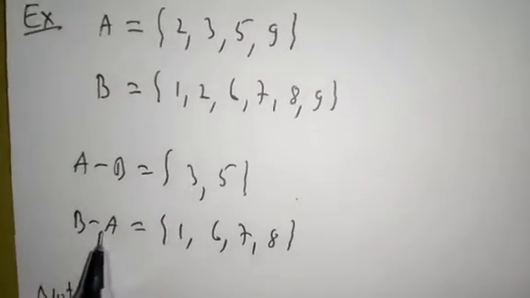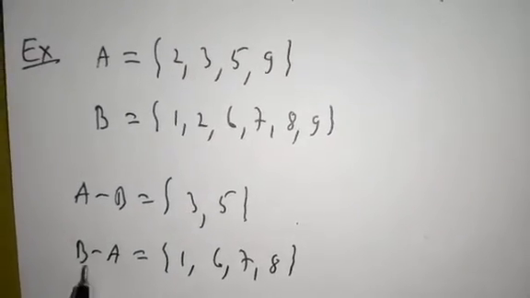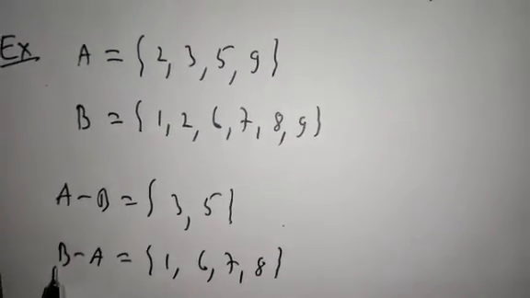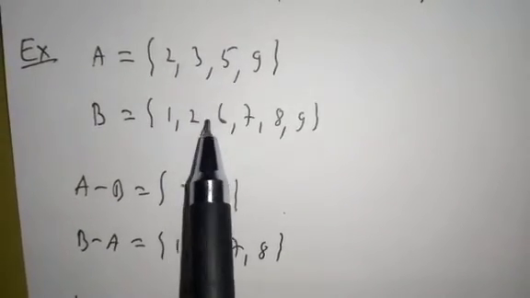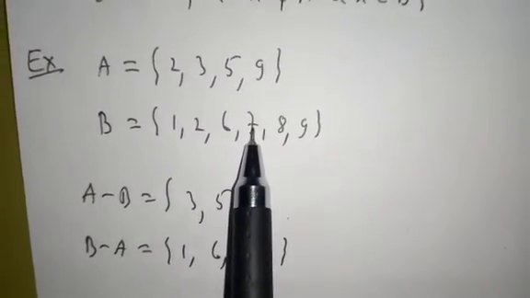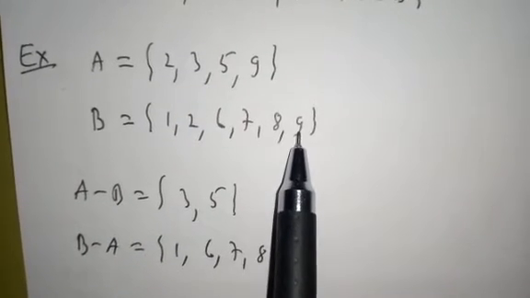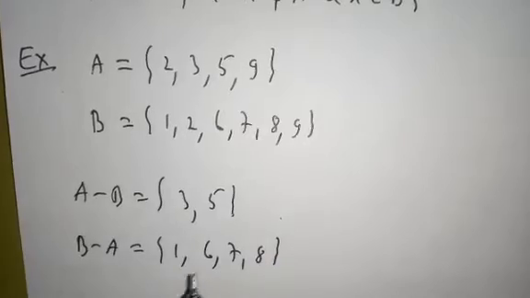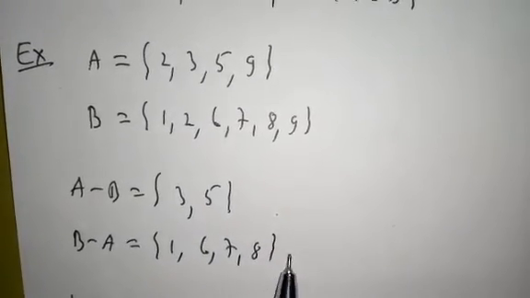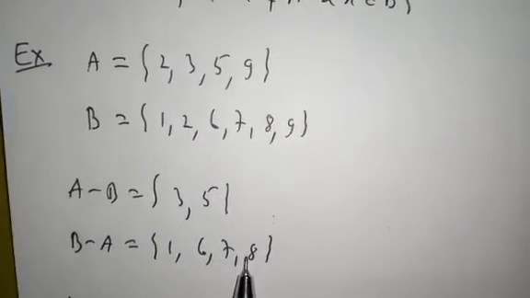In B minus A, we take all the elements of B which are uncommon. So 1 is uncommon, 2 is common, leave it. 6 is uncommon, 7 is uncommon, 8 is uncommon, 9 is common, leave it. So only 1, 6, 7, 8 are the elements in B minus A.